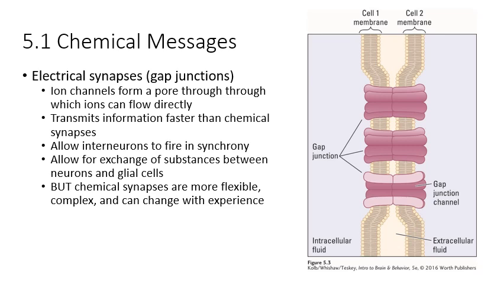It is one way that interneurons fire in synchrony, so fire together, by using these really quick electrical synapses. It allows for exchange of substances between neurons and glial cells, but chemical synapses are more common in the mammalian brain because they're more flexible, complex, and they can change with experience. So learning and memory are dependent on chemical synapses.